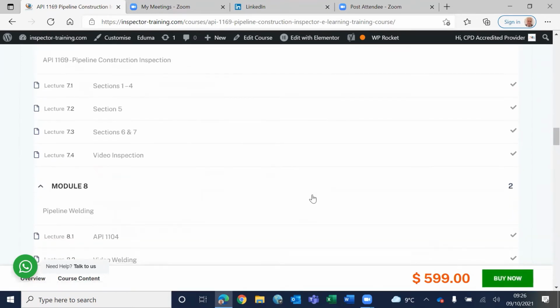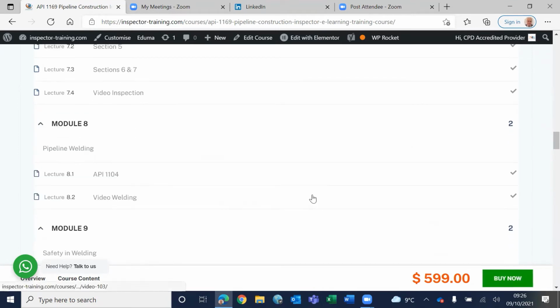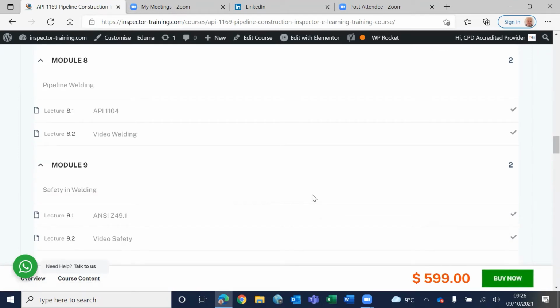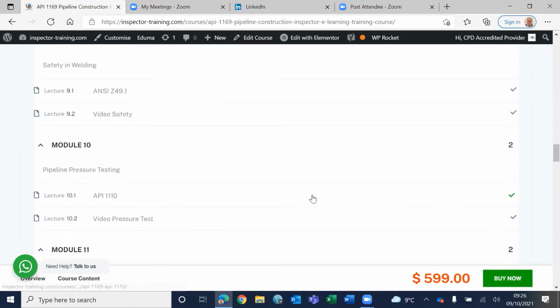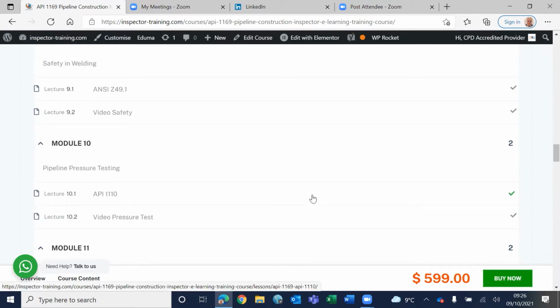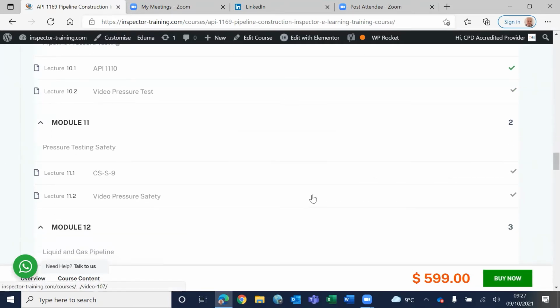And then API 1169, we have explained pipeline construction inspections. And then pipeline welding, which is API 1104. And then safety in welding, ANSI Z49.1, is an important safety document in welding, because in pipeline there is a lot of welding involved. So a good number of questions come from Z49.1. Pipeline pressure testing, API 1110, how you do the testing, what you need to consider, and then pressure testing safety, CSS S9.